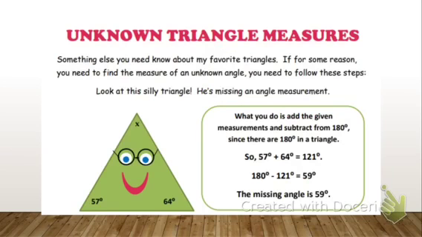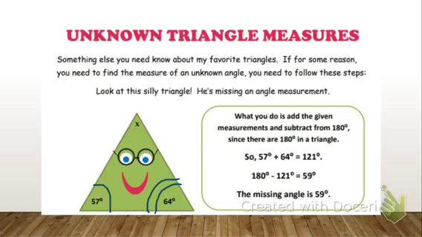Something else you need to know about triangles. If for some reason you need to find the measure of an unknown angle, you need to follow these steps. So let's look at the triangle that is given and let's see what was given. If you notice, I see there's a 57 and a 64, so the measure of this angle is 57. The measure of this angle is 64, so it's different. So I'm going to do 2 hashes to represent that it's different.